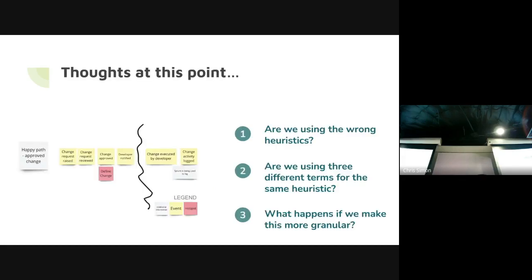Where that left us at this point was, we actually started wondering, are we using the wrong heuristics? Or are we just using 3 different names for the exact same heuristic? Is it the exact same failure and we're just calling it by 3 different names? So we said, let's perhaps make it a little more granular and expand on the approval process and then see what happens.